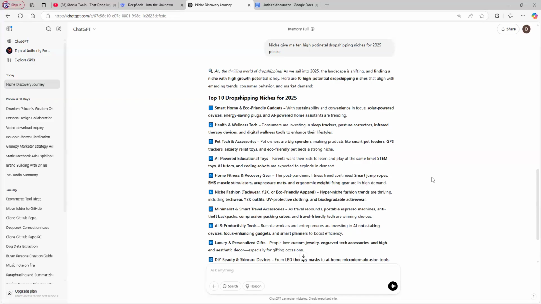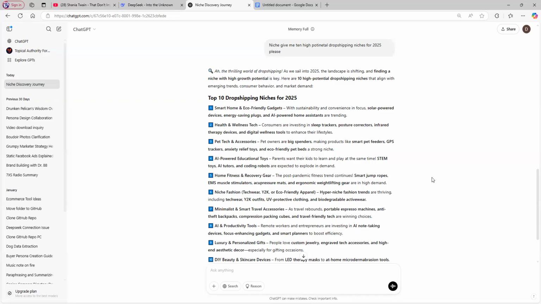Smart jump ropes. Why does a jump rope have to be smart? It's a freaking jump rope. EMS muscle stimulators, I don't think those actually work. I think that's a bunch of crap. Acupressure mats, maybe. And of course, weightlifting gear.